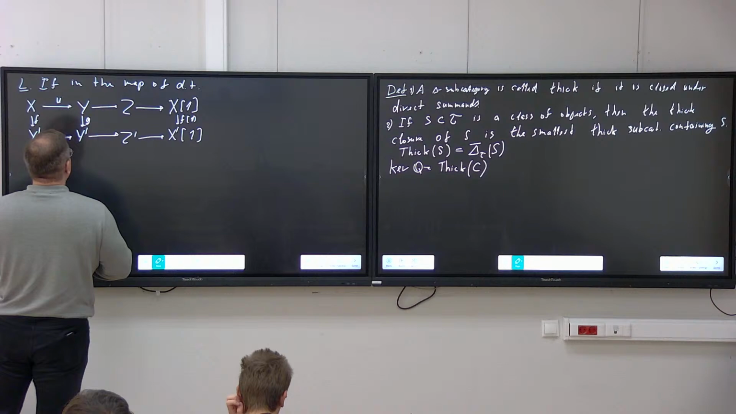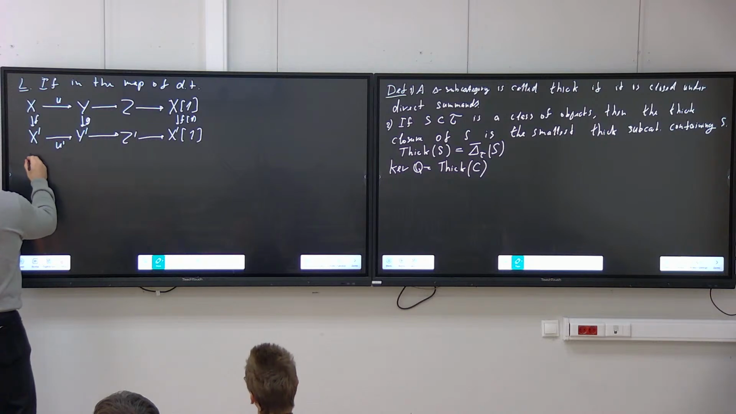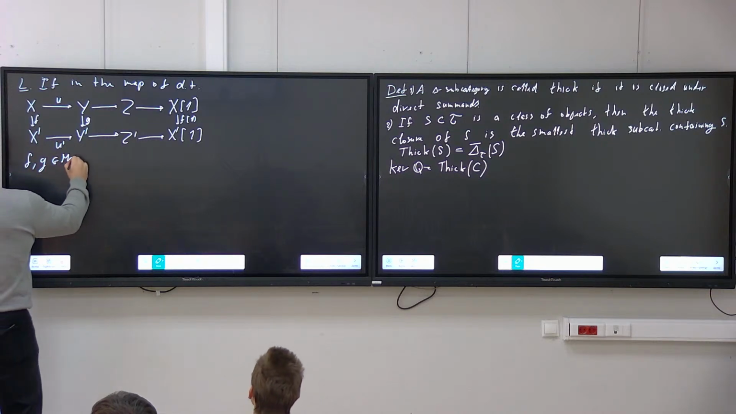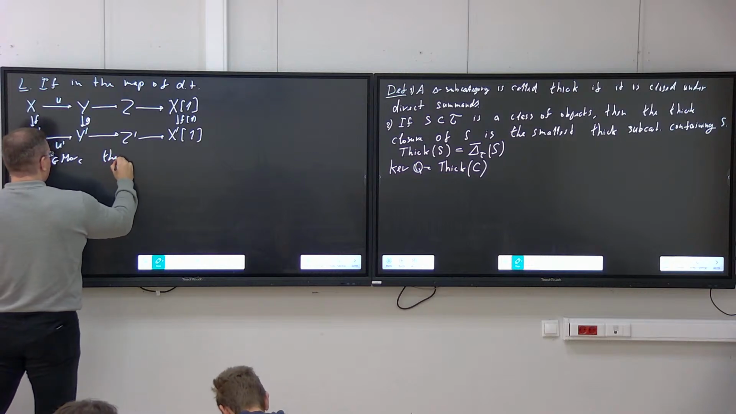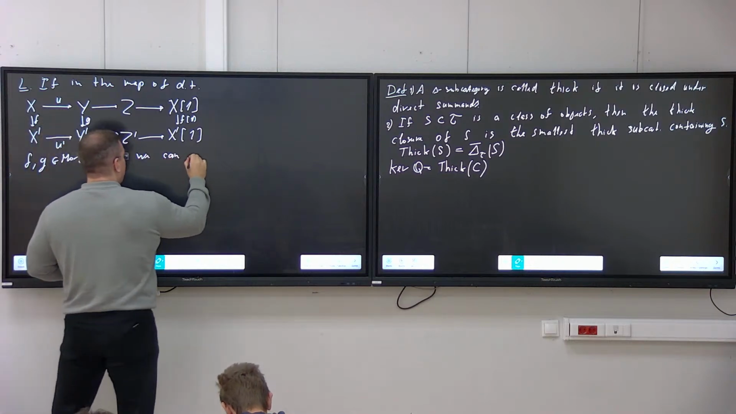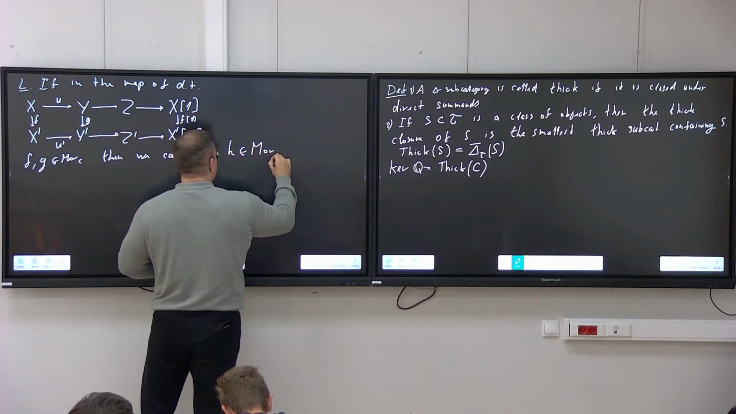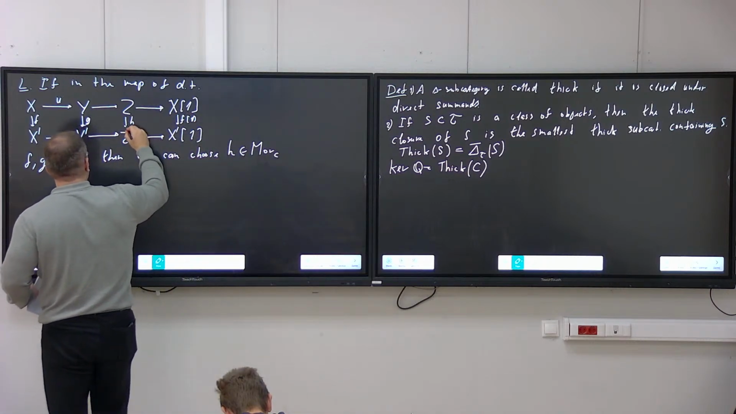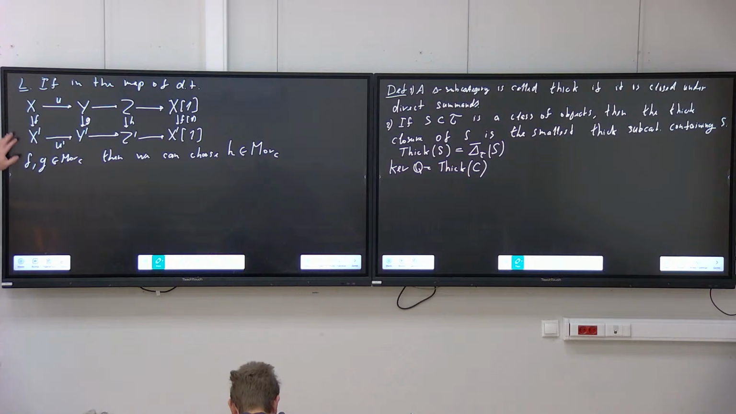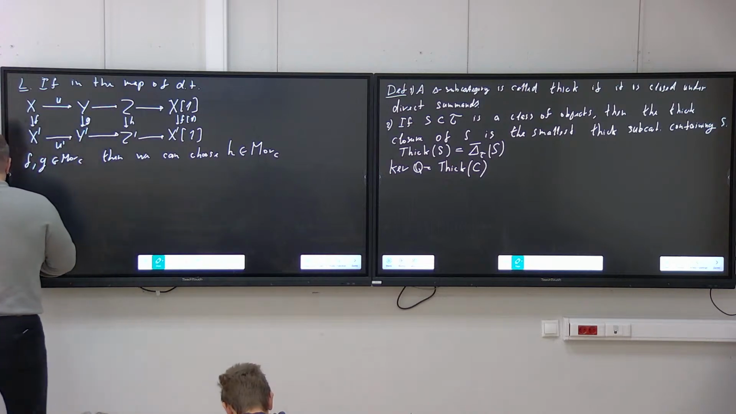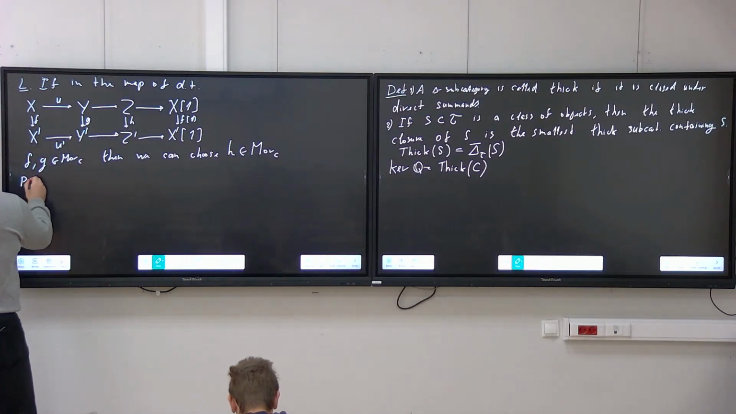But the claim is: if in the map of distinguished triangles we know that F and G are in the category C, then we can choose H in the category C. So the map H, of course, lives here. I'm not claiming that if you have such a diagram and F and G are in the category C, then automatically H is in C. I'm only claiming that you can choose such an H if you work a little bit more carefully. Okay. The proof is the application of the octahedral axiom twice.